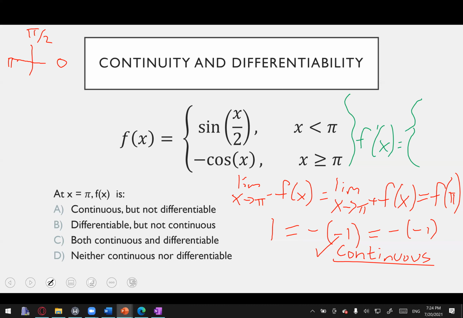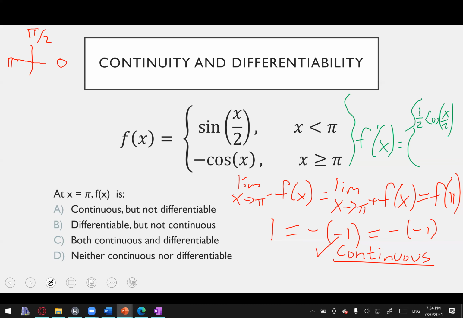What happens if I derive the sine of x over 2? 1/2. Oh, okay, yeah. Cosine. Okay, awesome. So this top part's going to be 1/2 cosine x over 2.